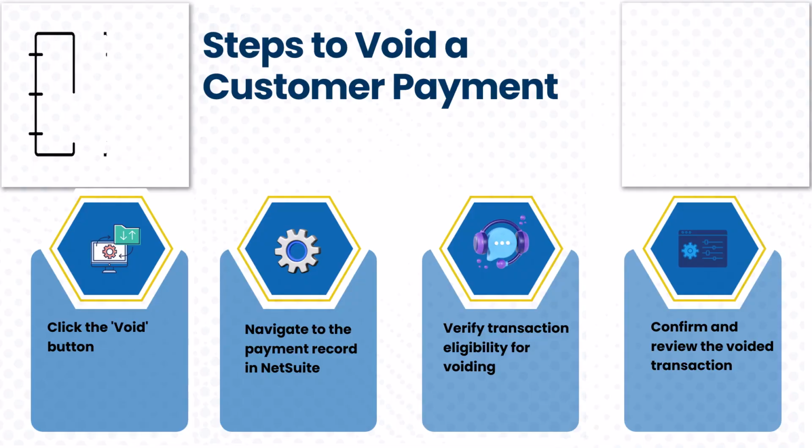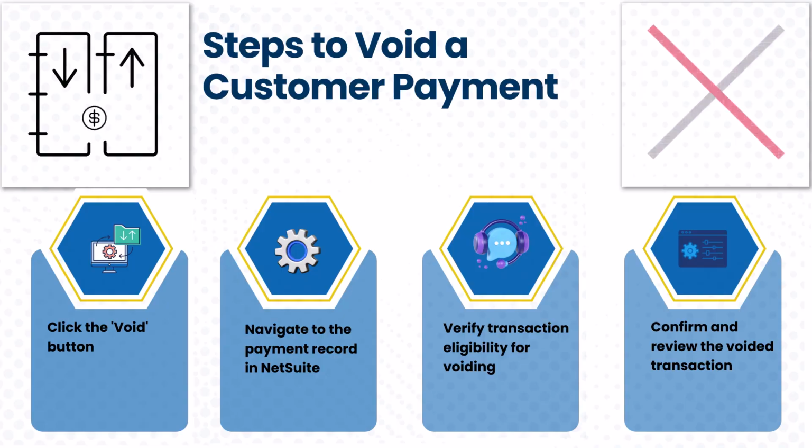Voiding payments in NetSuite is surprisingly easy if done right. First, locate the payment record, then check if it qualifies for voiding. A simple click on void does the trick. But don't forget the final review. No one wants surprises sneaking into financial statements.